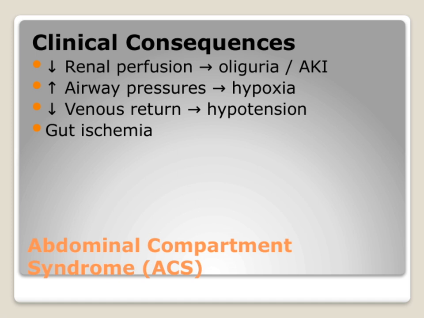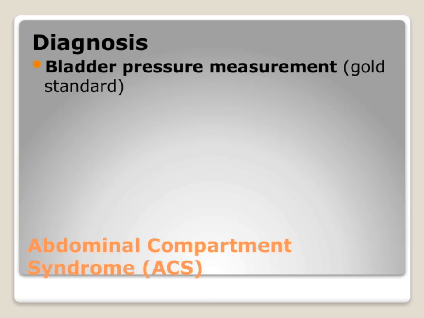These consequences highlight how interconnected our organ systems are and why early recognition and management are so crucial to prevent further complications. Let's move on to diagnosis, which is a crucial step in managing abdominal compartment syndrome. One of the most reliable methods is bladder pressure measurement, which is considered the gold standard. This technique involves measuring the pressure inside the bladder to estimate the intra-abdominal pressure. Understanding intra-abdominal pressure is key because elevated pressure can impair organ function, so accurate measurement helps guide appropriate intervention.